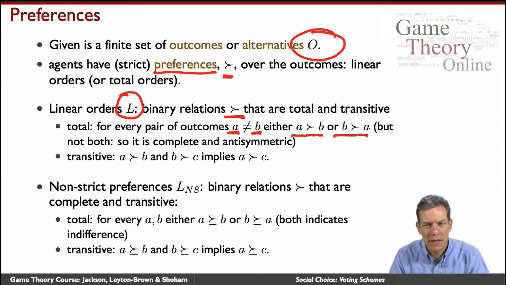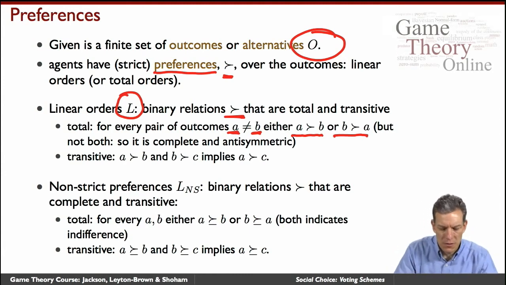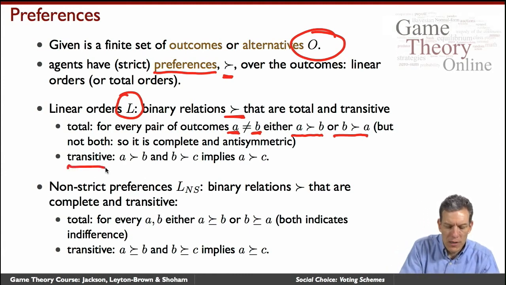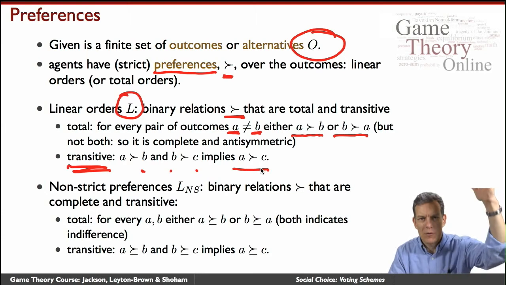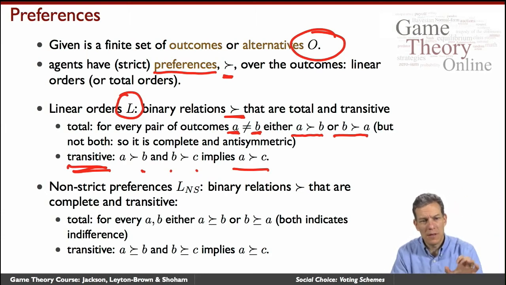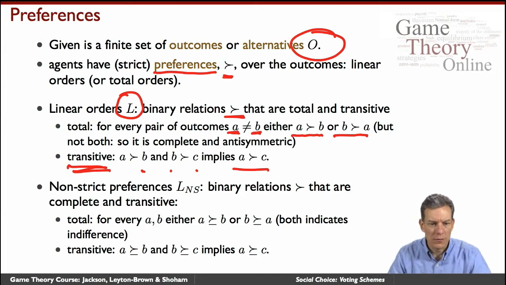All these voters are decided. They can tell you exactly how they rank everything, and preferences are going to be strict. They're also going to be transitive. So if I like A better than B and B better than C, then I had better like A better than C. Okay, so we've got a nice transitive ordering. That's going to be linear orders: total and transitive.